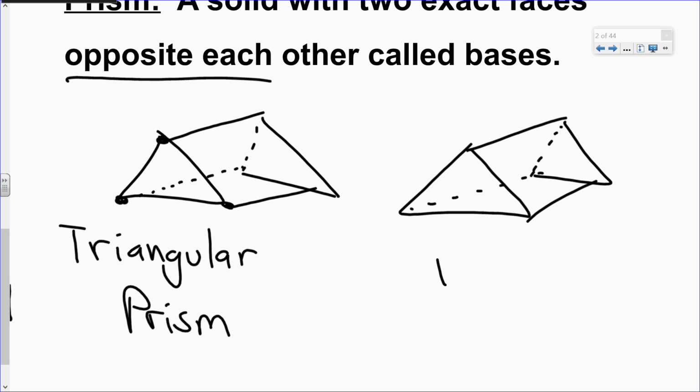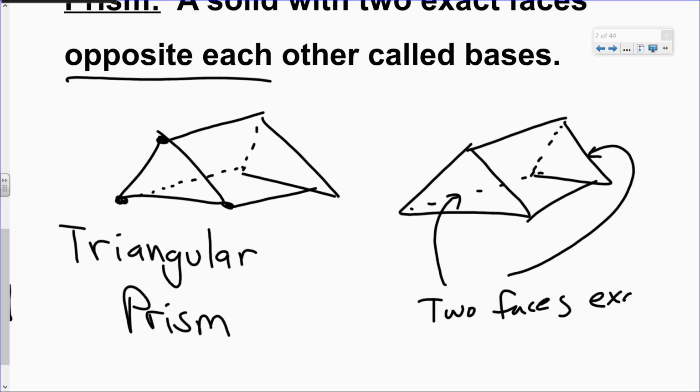On your notes, go ahead and put an arrow in the front towards the front face, an arrow in the back face, and put two faces exactly alike at opposite ends.